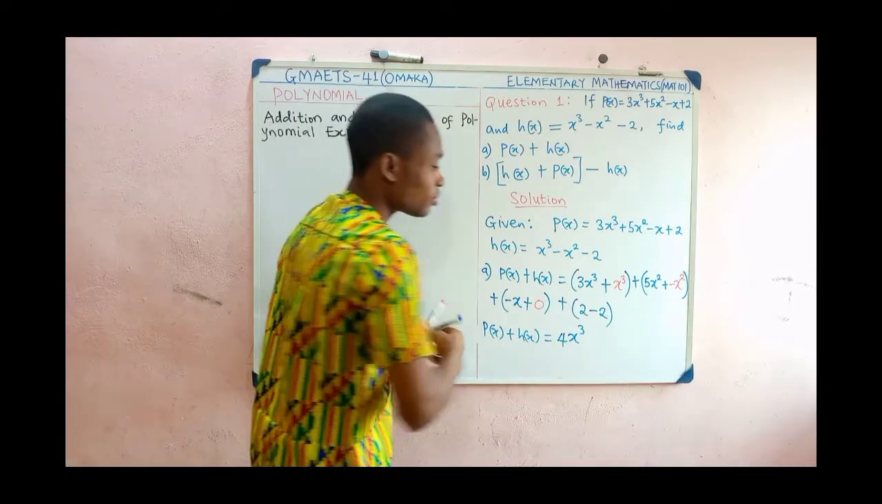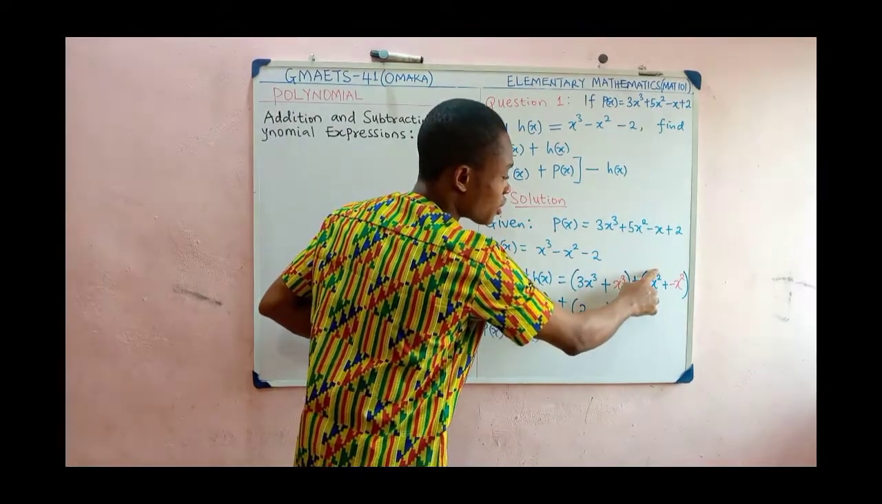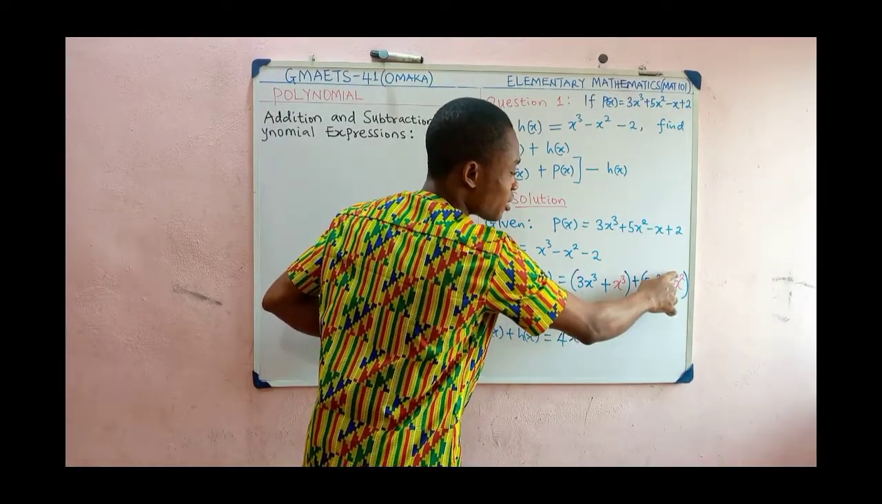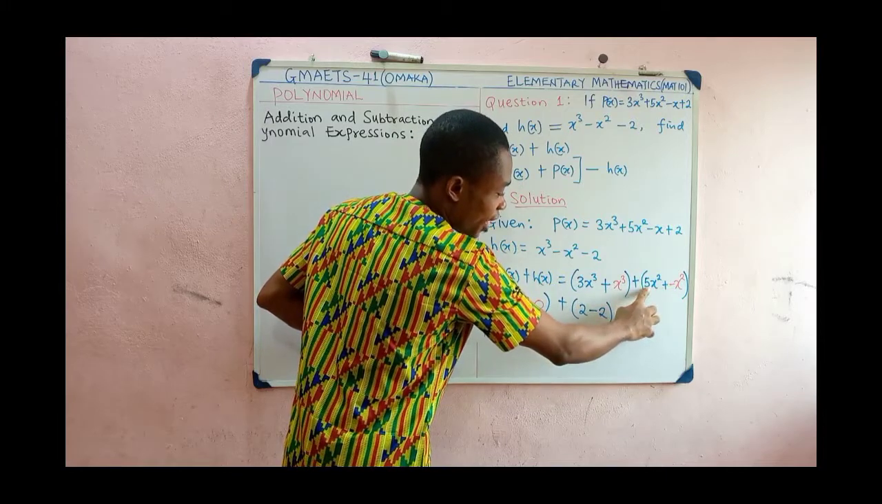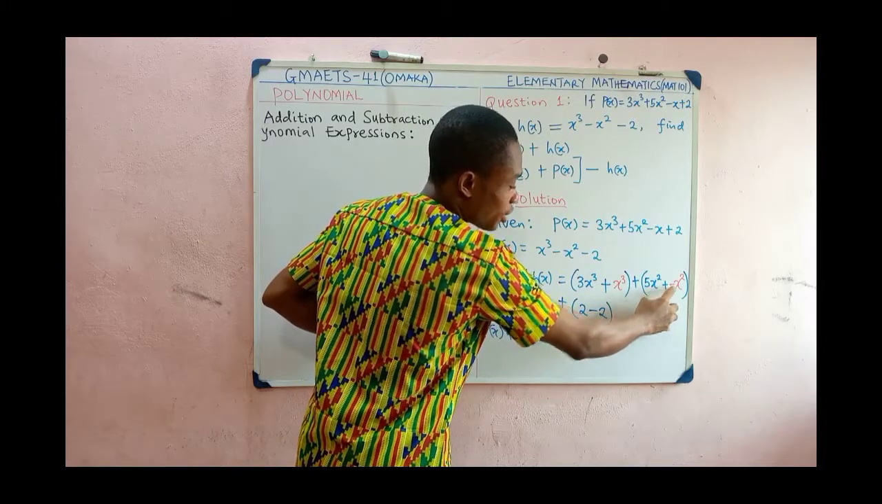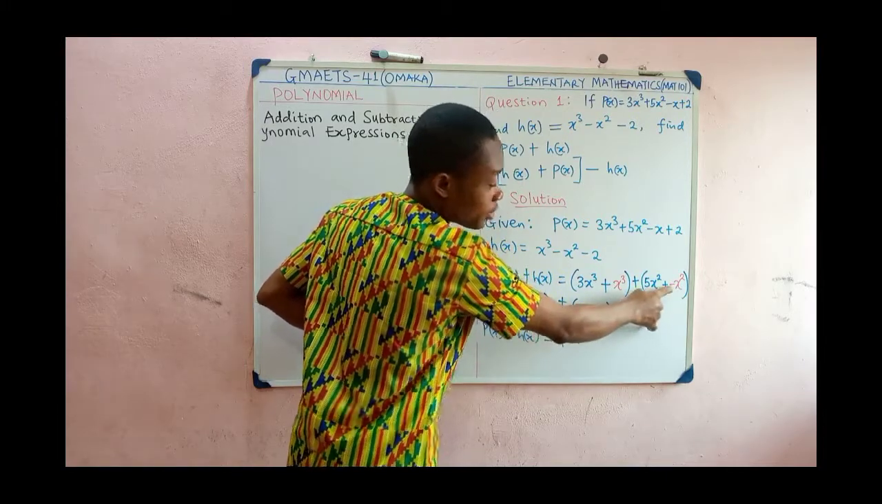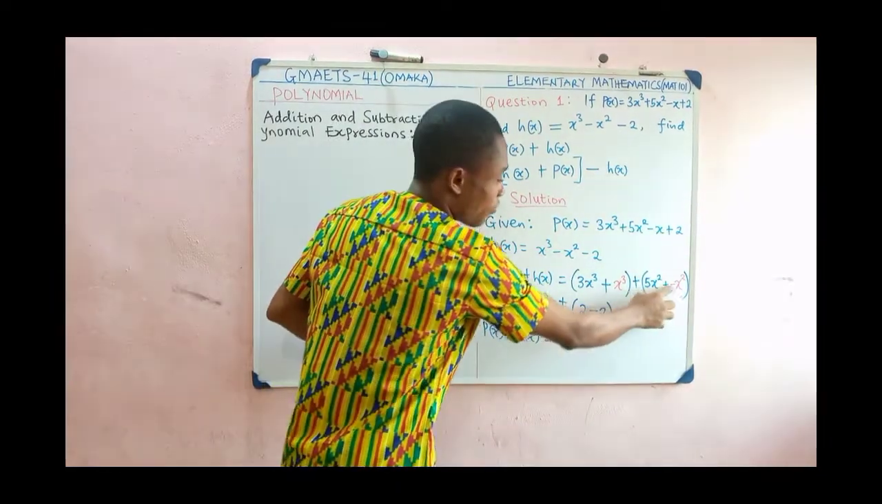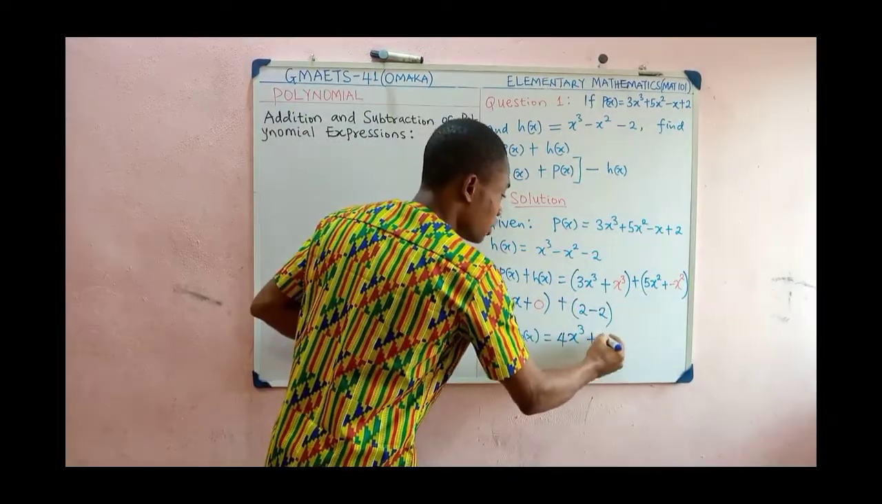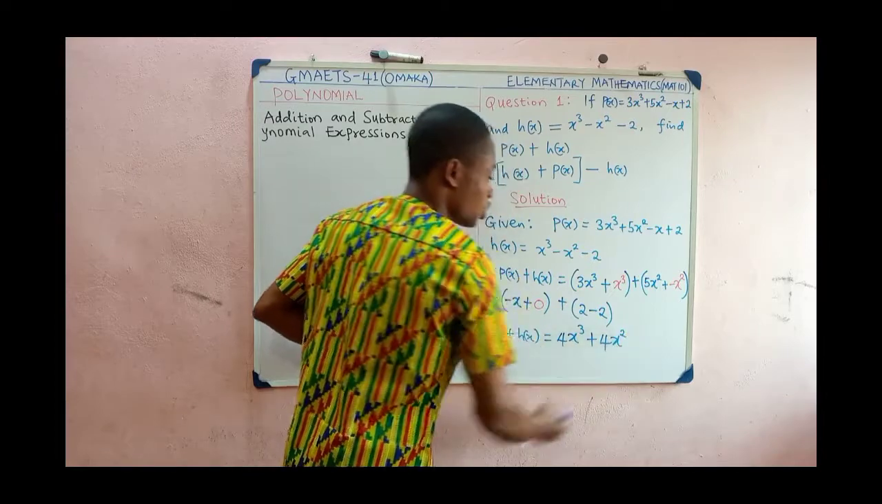Is that okay? Come over to this. This is 5x squared plus minus x squared. The coefficient here is 5. The coefficient here is minus 1. 5 minus 1. You know, plus times minus will give you minus. 5 minus 1 will give us positive 4. Then pick the common terms.